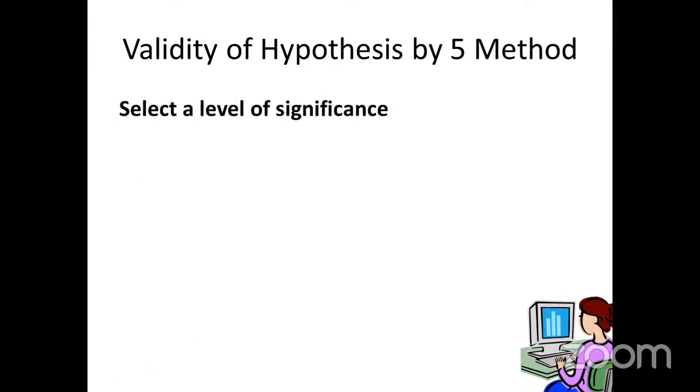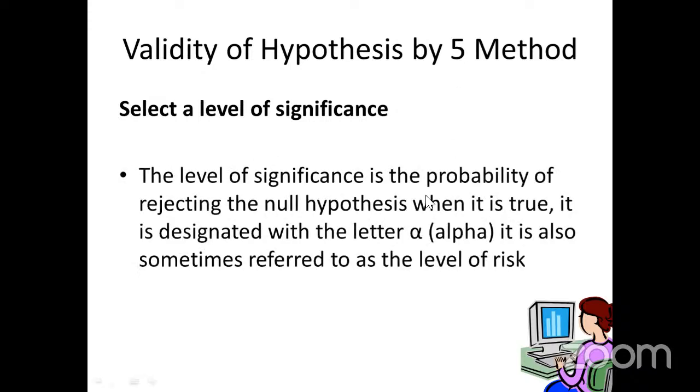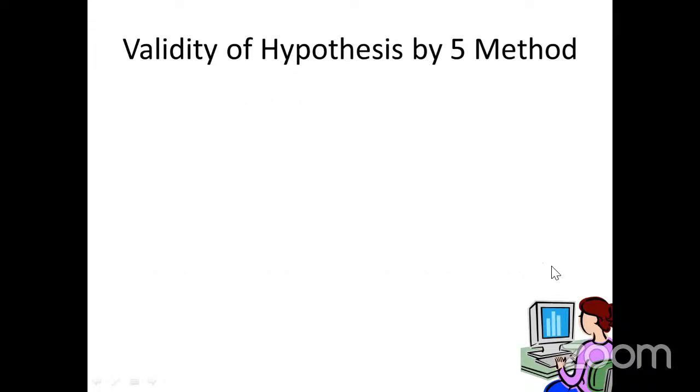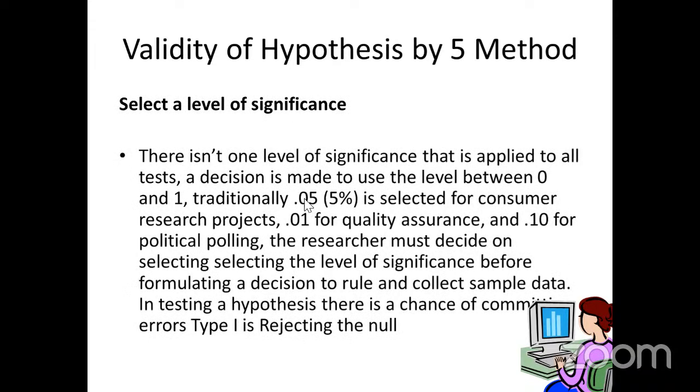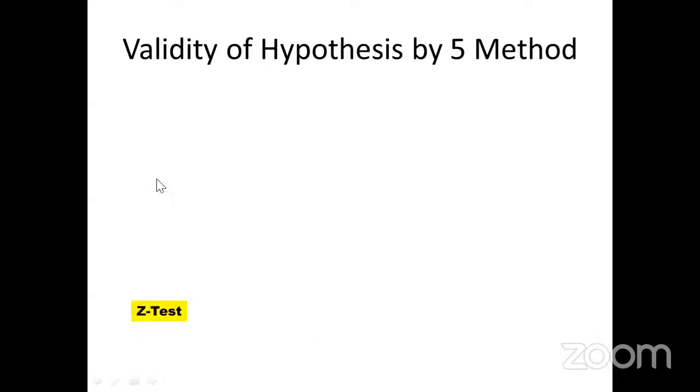The third method is we select a level of significance. The level of significance is the probability of rejecting the null hypothesis when it is true. It is designated with the letter alpha. It is also sometimes referred to as the level of risk. The next is there isn't one level of significance that is applied to all tests, just like what I explained before. This is what we are going to do after we already use the hypothesis 1.